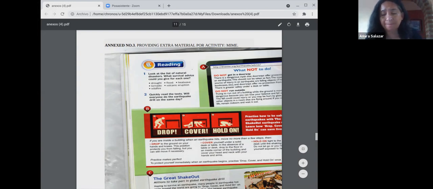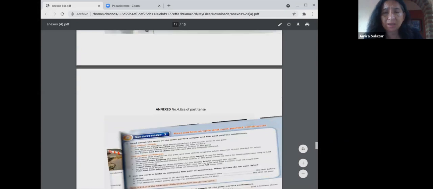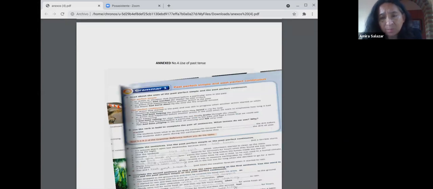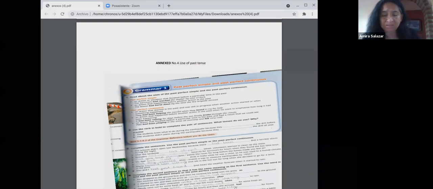Then I will explain what I include in my classes. We are going to have a short review about past tenses. So I am going to remember the basic grammar structures, for example, past perfect simple, when you use past perfect simple, when you use past perfect continuous. And then students are going to reinforce their knowledge by completing two exercises.